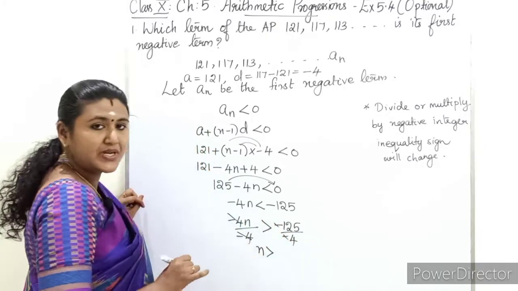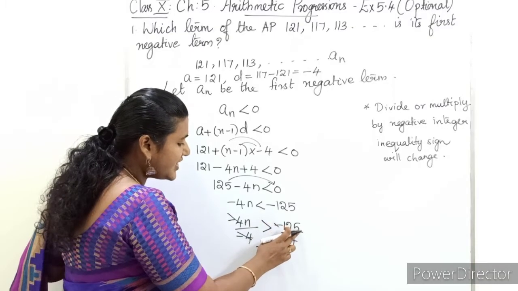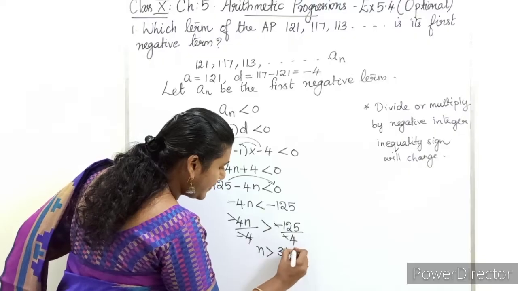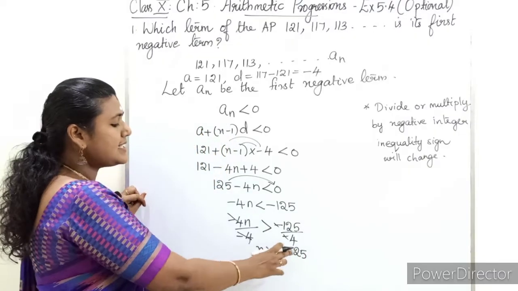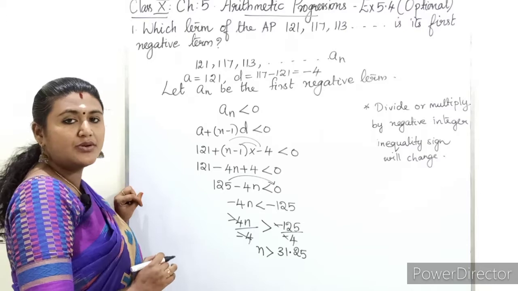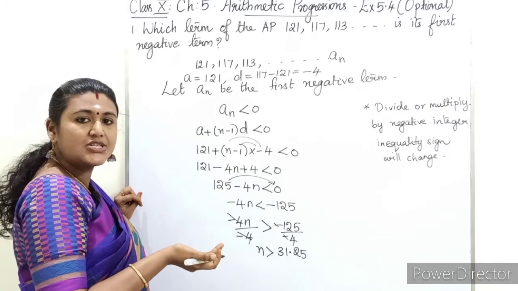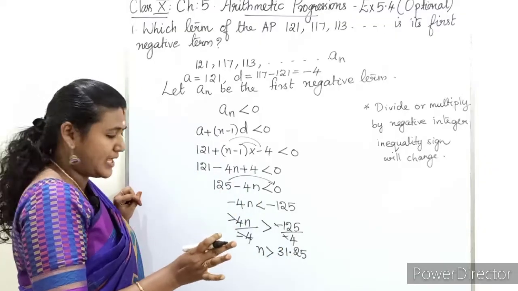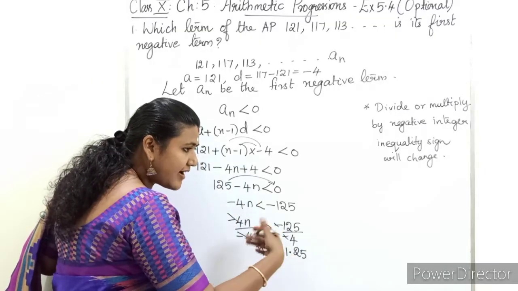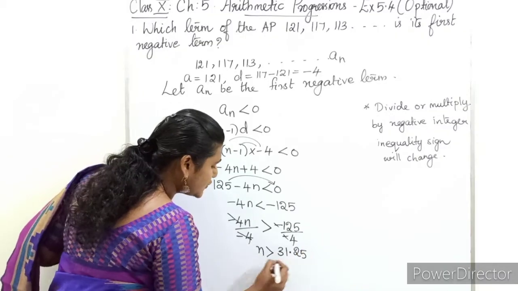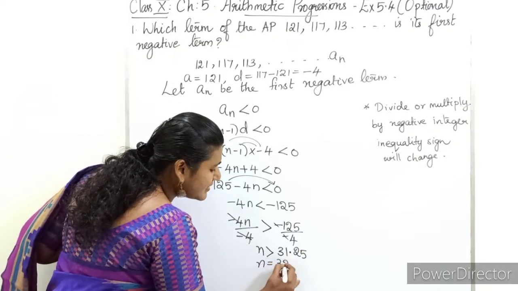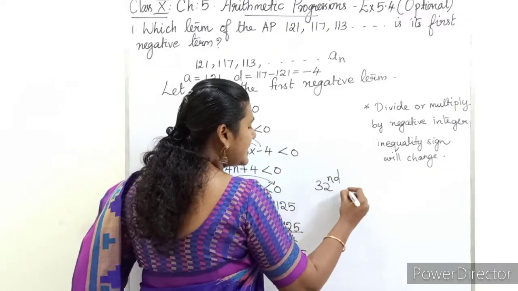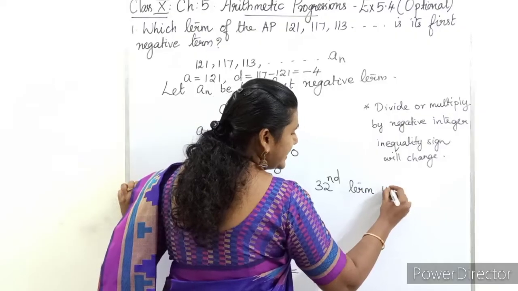What is 125 by 4? 125 by 4 is 31.25. So n is greater than 31.25. When will we get the first negative term? If the value of n is greater than 31.25. So what is the next integer after 31.25? 32. So n should be 32. So the 32nd term will be the first negative term.